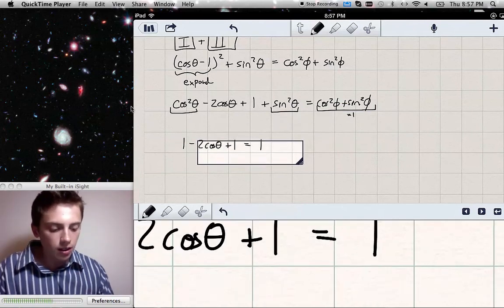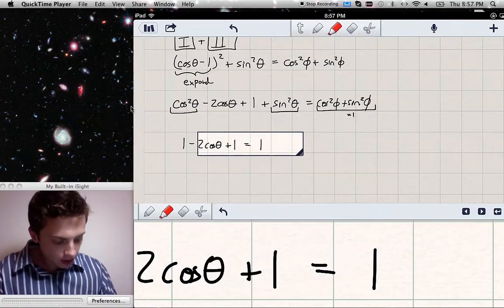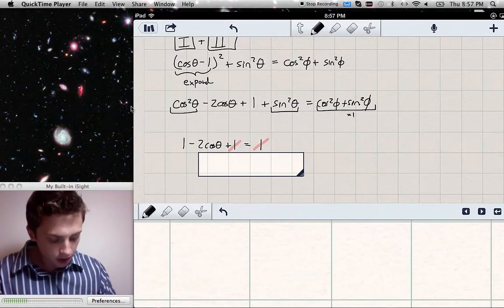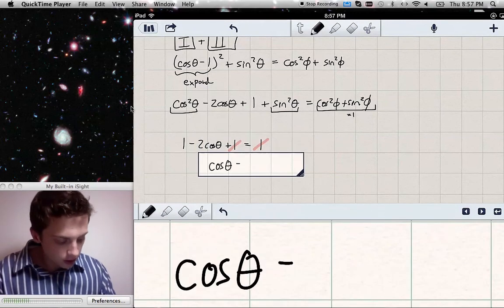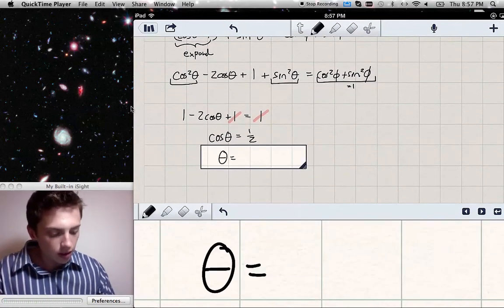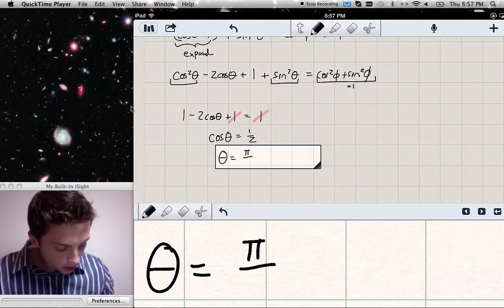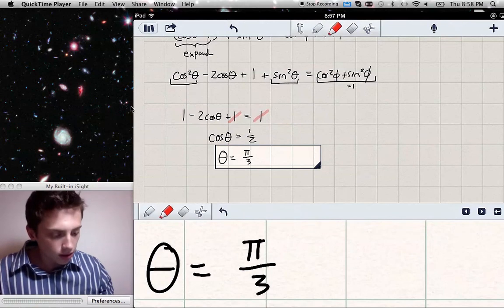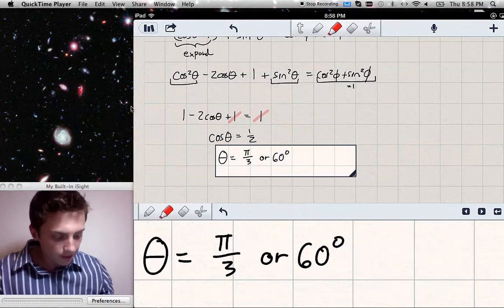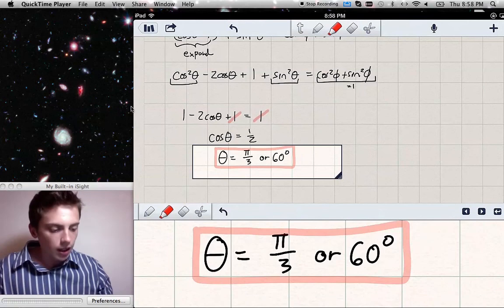And now we just solve for theta. You should get, subtract 1 from both sides, subtract another 1, and divide by 2. You get the cosine of theta is equal to 1/2. And go ahead and verify that theta then must be equal to pi divided by 3, or 60 degrees. Okay, I hope that was helpful.